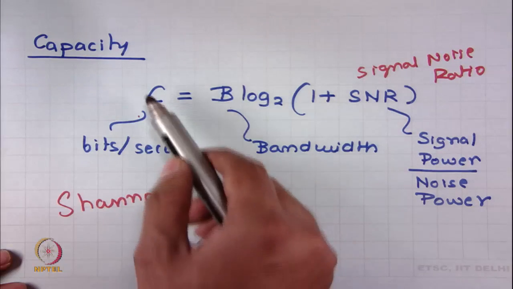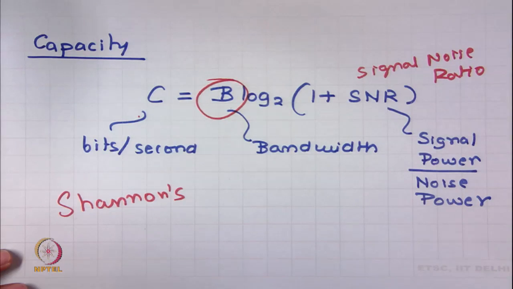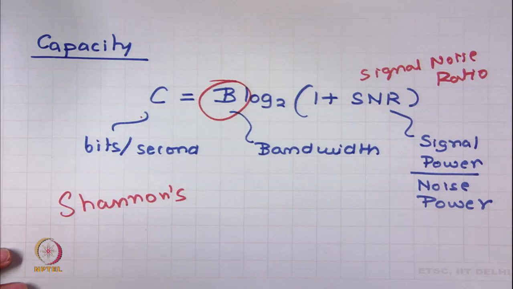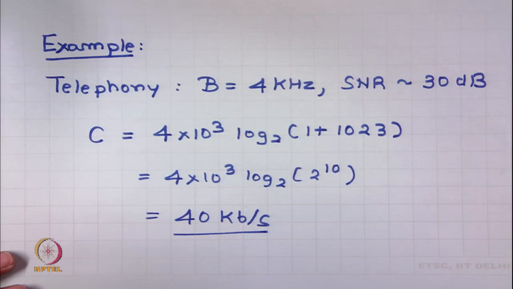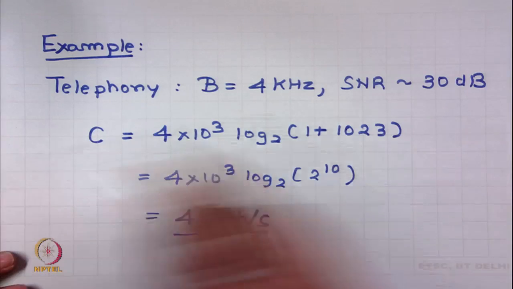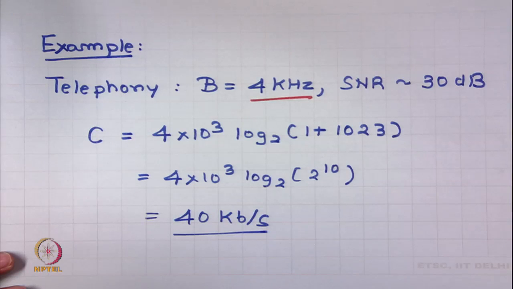Thus, to want a higher capacity, we want to have a larger bandwidth, and this bandwidth is very important. Let us look at the typical numbers for bandwidth and signal to noise ratio for a telephone system. The bandwidth of a telephone system is restricted to 4 kilohertz, signal to noise ratio is typically around 30 dB, and thus you can find that the capacity of a telephone system is around 40 kbps.